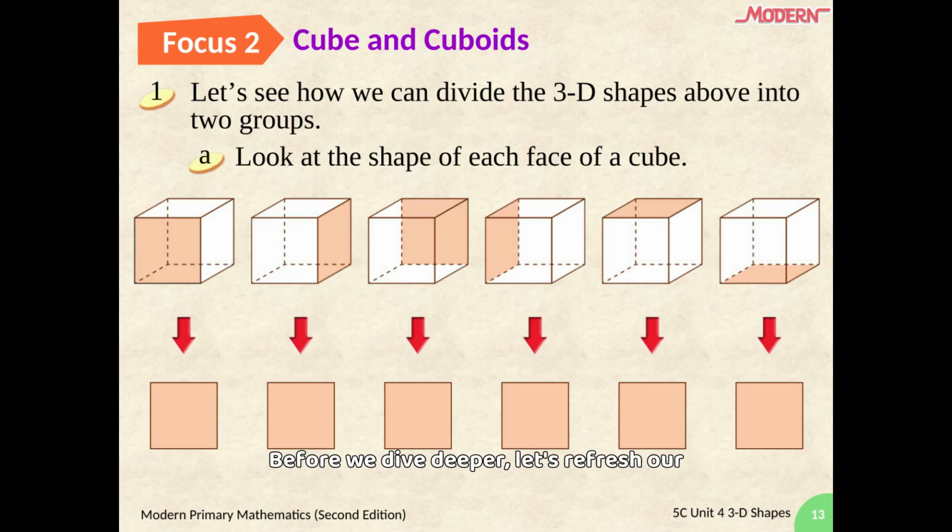Before we dive deeper, let's refresh our club rules. For the cube club, 6 faces, and they must all be identical squares. No exceptions. For the cuboid club, 6 faces, but you can have squares or rectangles. Just remember to look for those matching pairs. If you know these rules, you can identify any box in the world. You're not just looking, you're analyzing like a pro.